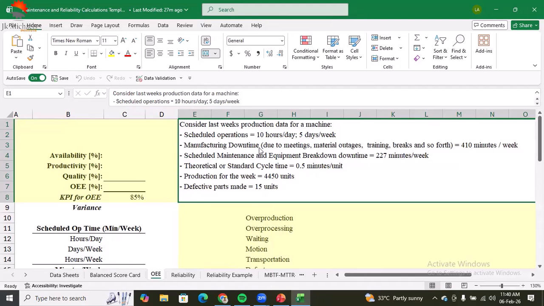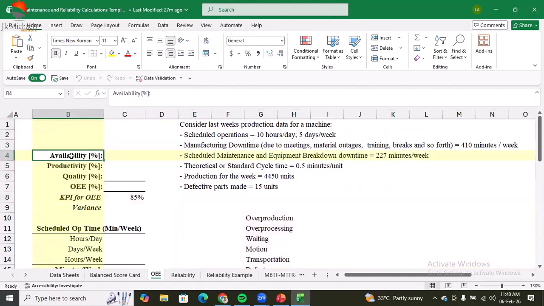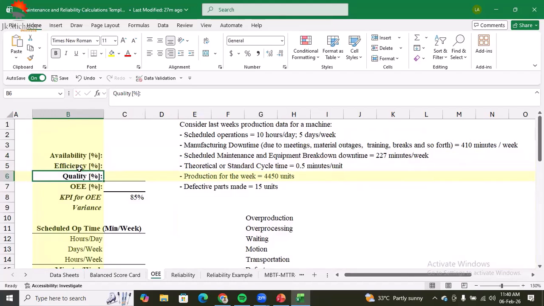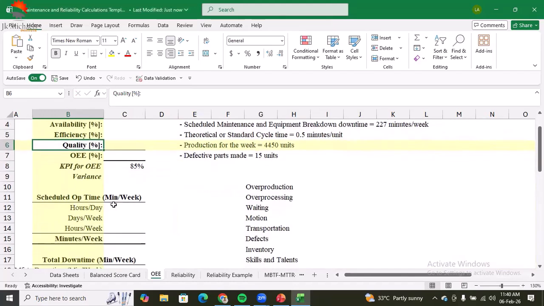Okay, so let's run our calculations, right? This is the data we spoke about. Now let's go on and do this. Now look at this. We have availability. You could call this productivity or efficiency. Let's call it efficiency in percentage, right? And then we have quality, and OEE will multiply across.